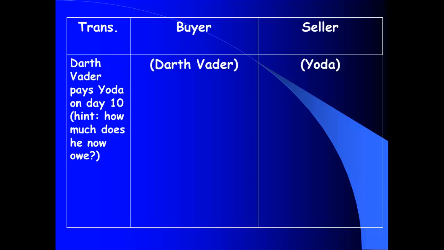How much was his original purchase? $4,000. But then what happened in the second entry? Sent back $800. So at that point, we now owe $3,200.